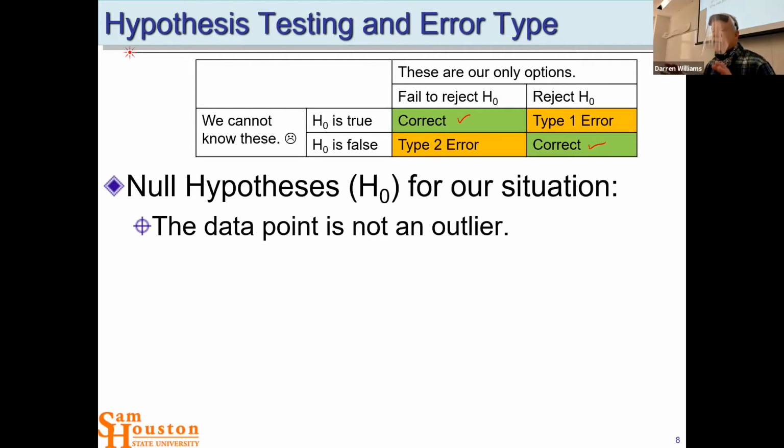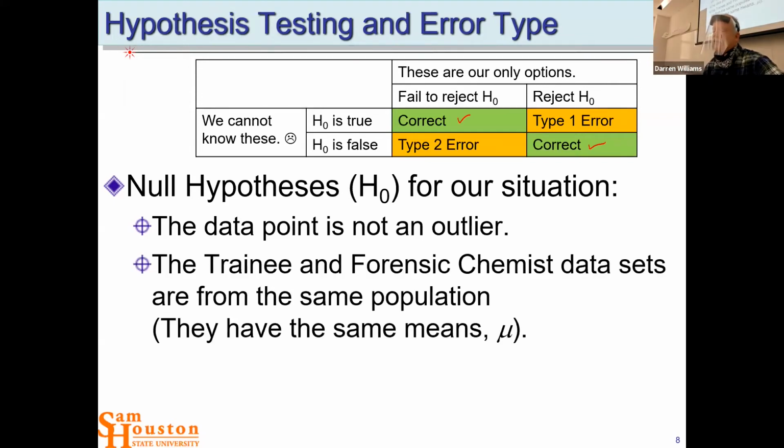So today we're going to cover these null hypotheses. The data point is not an outlier. Notice it is a statement of fact. That's your hypothesis, and that's your baseline hypothesis. And then we're going to do statistical tests to see if that null hypothesis is true or not, or if we want to accept it or not. Here's another one. The trainee and forensic chemist data sets are from the same population, meaning they have the same mean. So we will test that null hypothesis using the t-test.